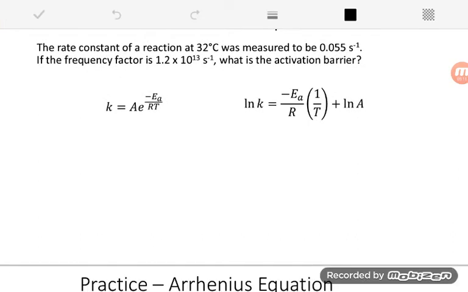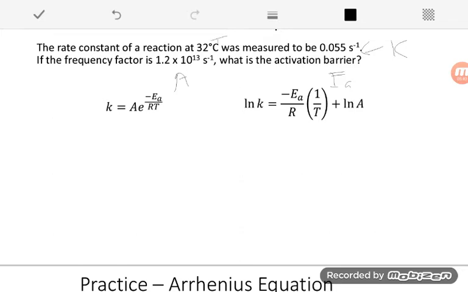So here's one example. The rate constant of a reaction at 32 degrees was measured to be 0.055 per second. So that's our rate constant, that's k. Let's keep that in mind. If the frequency factor, so frequency factor is A, is measured to be this, what is the activation barrier? That's another word for activation energy, so that's what we abbreviate Ea. And of course, 32 degrees Celsius, that's my temperature.